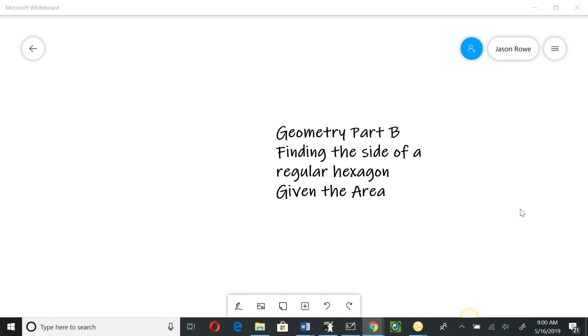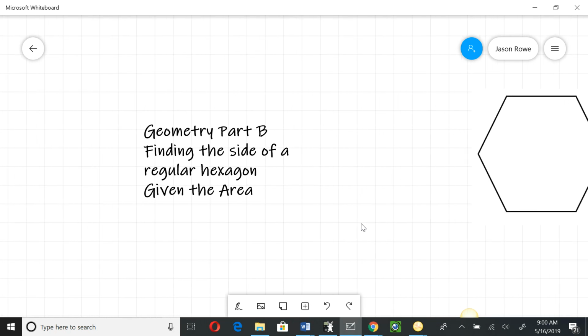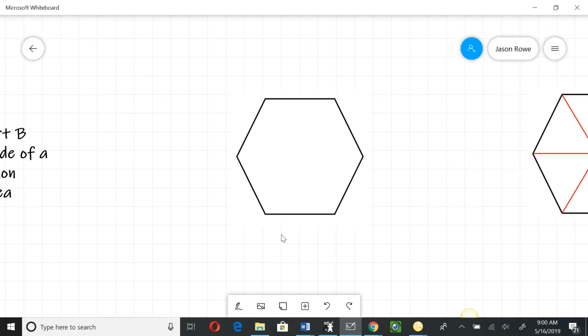This is Mr. Rowe. We're taking a look in geometry part B, and we're going to find the side of a regular hexagon if we know the area. So kind of working backwards on a previous video that we talked about. So again, here's a hexagon.